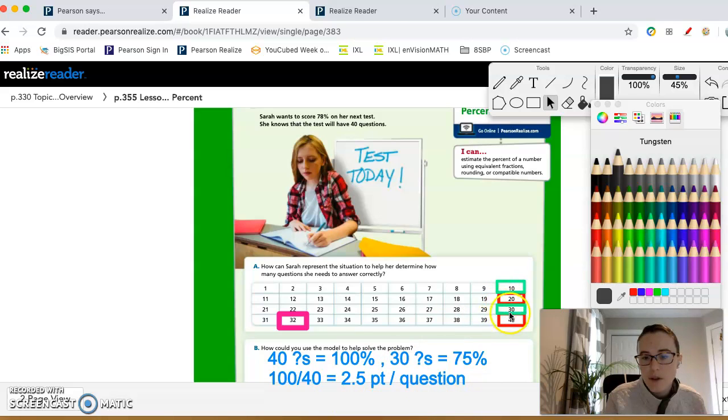I knew that 30 was kind of a benchmark here. If I got 30 questions right, I get a 75%. If I got 31 questions right, 75 plus 2.5 is going to give us 77.5. So with 31 questions right, I'd get a 77.5. And then to get myself over that 78% mark that Sarah's looking for, I would have to answer 32 questions correctly. So you actually could have solved this problem down to the exact number of points using estimation.